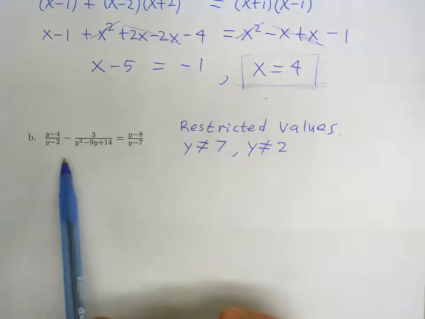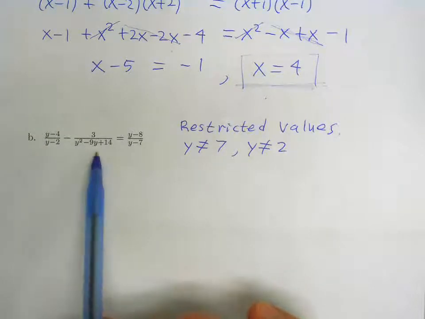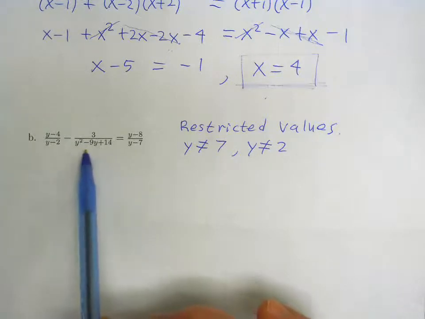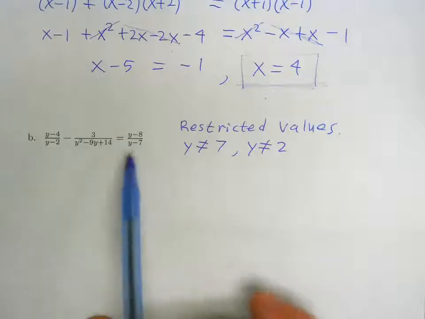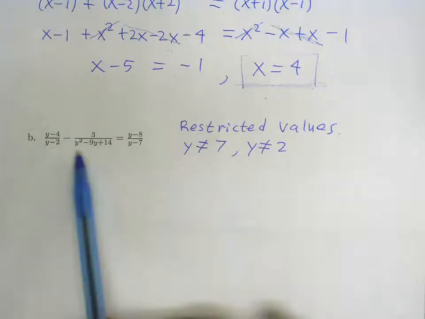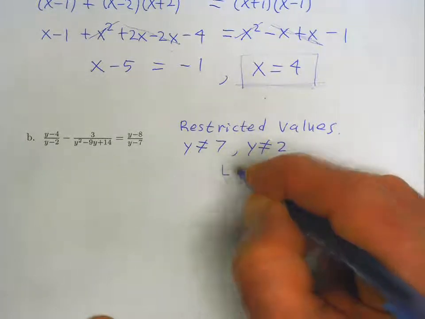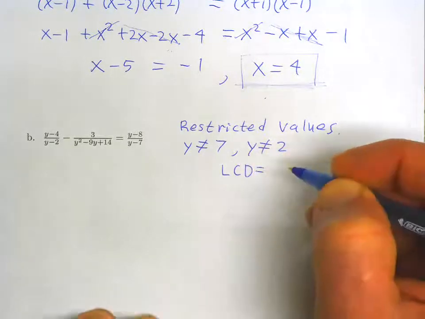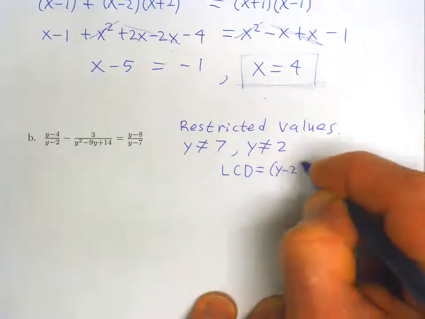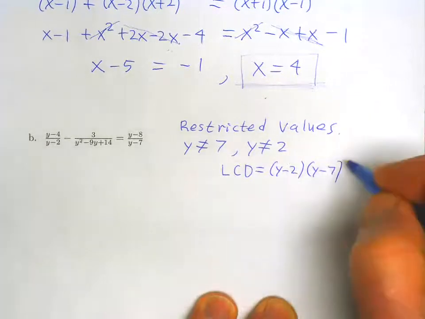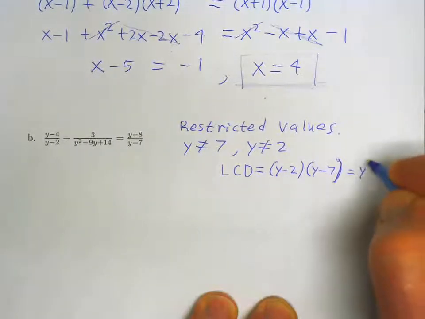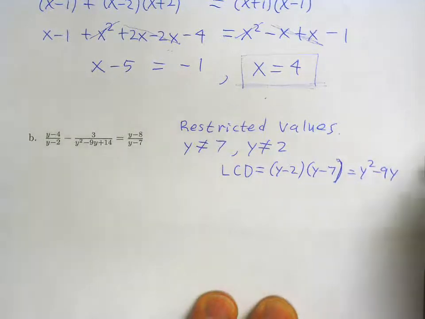And things work out nicely in this course. This denominator, y squared minus 9y plus 14, that's just what you get when you multiply y minus 2 times y minus 7. So we don't get any more restricted values than the ones that we already have. And the least common multiple of the denominators, or the least common denominator, is just y minus 2 times y minus 7. And then in expanded form, it's y squared minus 9y plus 14.